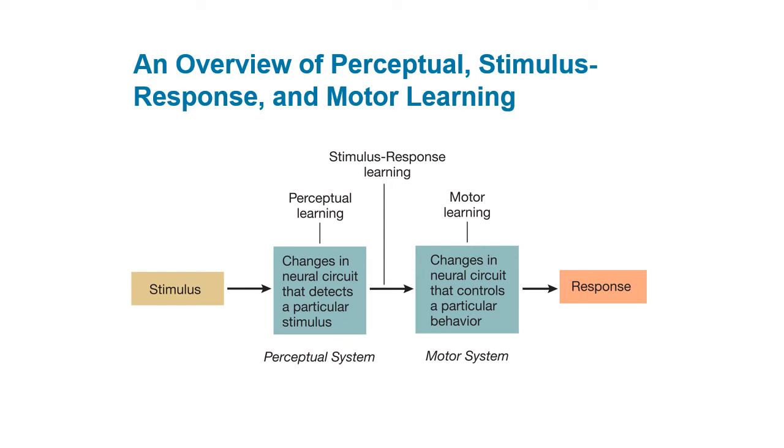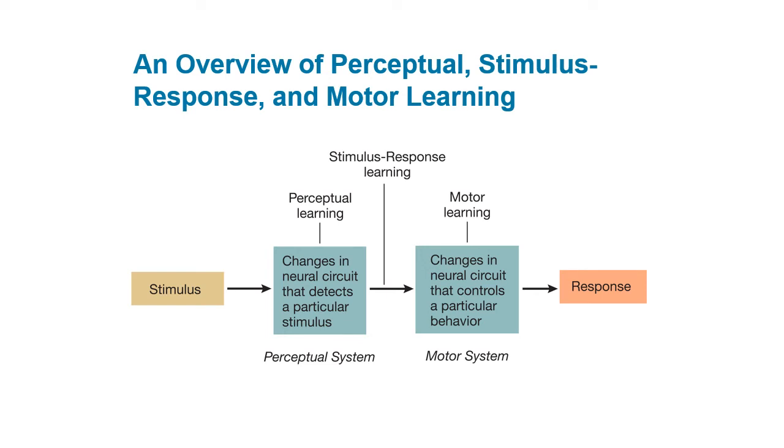So this is just kind of an overview of these different types of learning again. You've got the stimulus. Then you've got perceptual learning that comes with the perceptual system, and the changes in the neurocircuitry that happen with this perceptual system. Then you've got stimulus response learning that comes in the middle here before we get to motor learning. Motor learning, again, is going to happen in the motor system. And then finally you get the response. And then relational is going to be basically integrating all of this together into one. Any questions there?